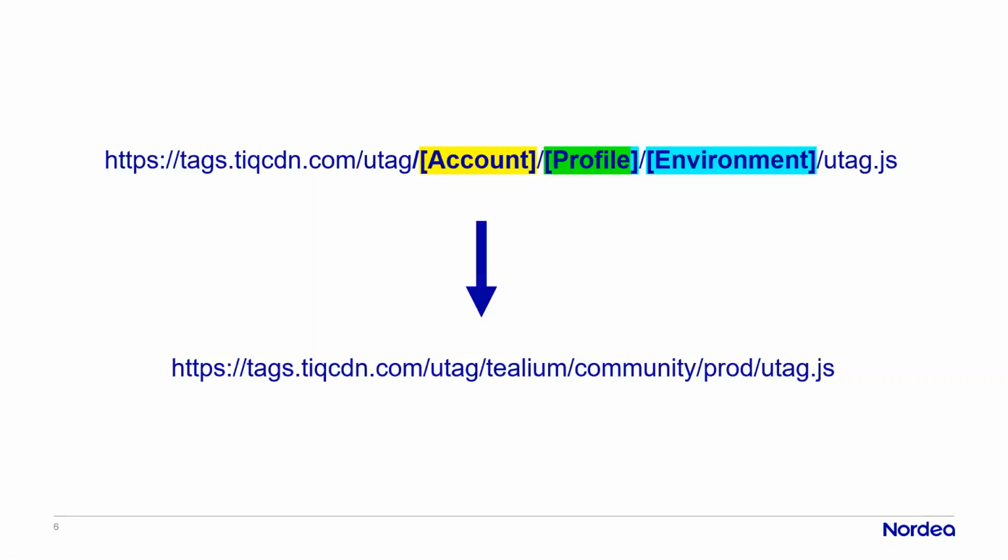So, as mentioned, the URLs are the same and they have the same pattern. In this case, it's just the asynchronous file, but both asynchronous and synchronous would be hosted on this CDN host name under utag, and then you would have the Tealium account, the Tealium profile, and the Tealium environment mentioned here.